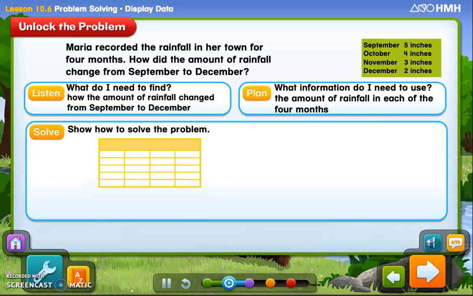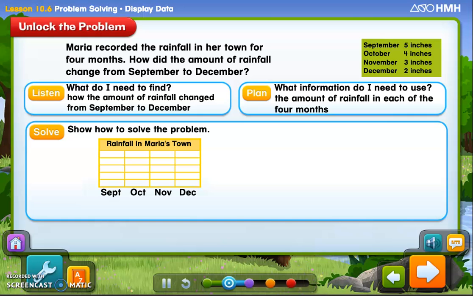Let's use a bar graph to show how the amount of rainfall changed from September to December. The bars will show the amounts of rainfall for each month. What title can we use for the graph? The title of the graph is Rainfall in Maria's Town. We know the number of inches of rainfall for September, October, November, and December. Let's show the names of the months at the bottom of the graph. Abbreviations are usually used to show the names of months on graphs. Let's use them for this graph.